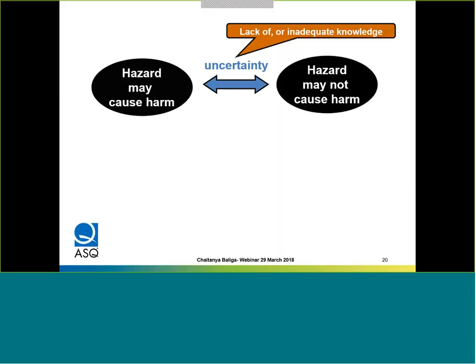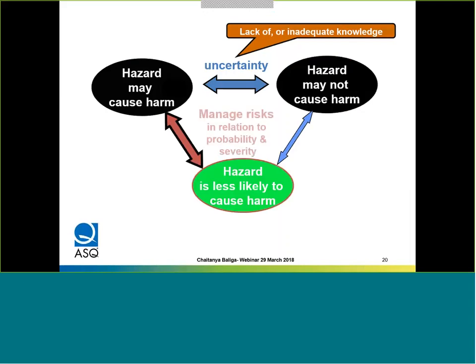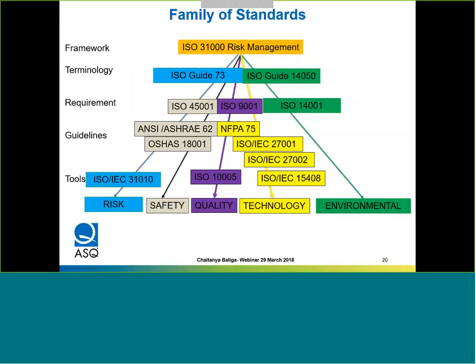We then determine whether it's going to cause, based on the scenarios we discussed, that it may cause harm or it may not cause harm. And then what we do is we take the hazard which is likely to cause harm, and then we manage that risk in relation to probability and severity. But we are really engaged with so many of our standards associated with the risk management.